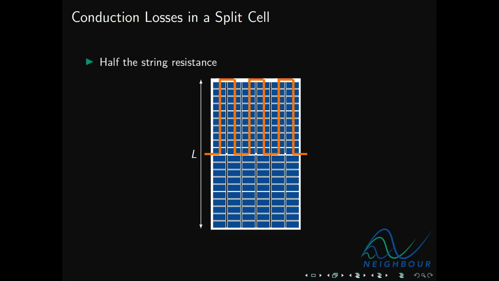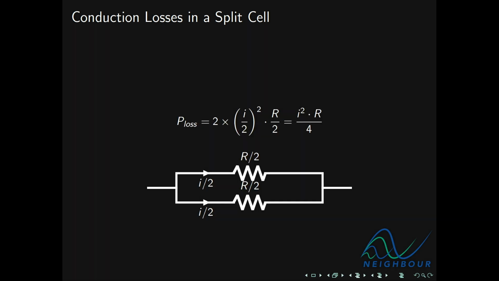In a split cell, strings are arranged in a top section and a bottom section, so the string is half as long. But that's not the kicker. That's not actually why it has lower conduction losses. It has lower conduction losses because power is directly proportional to the square of current, and because we've halved the current, we have managed to reduce our losses by 75%.